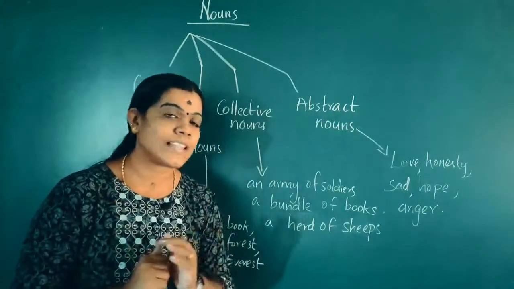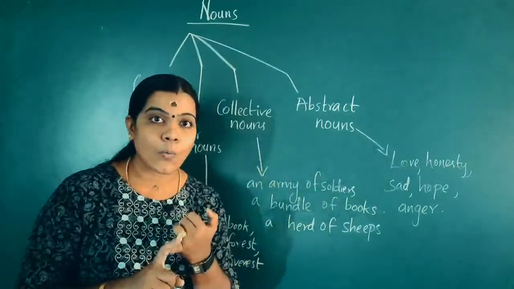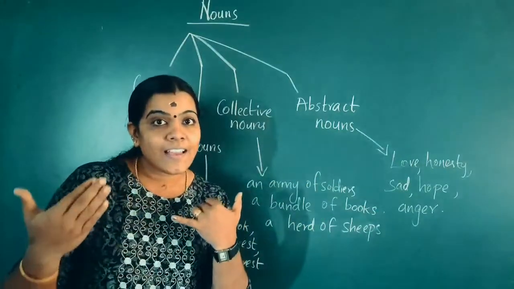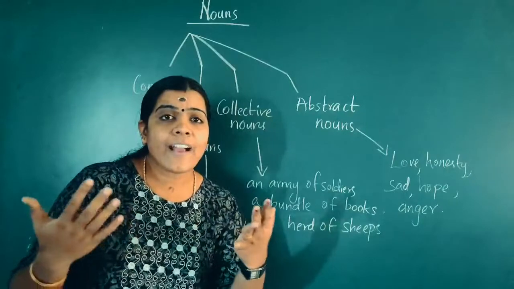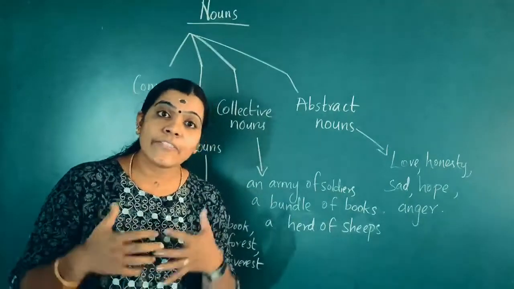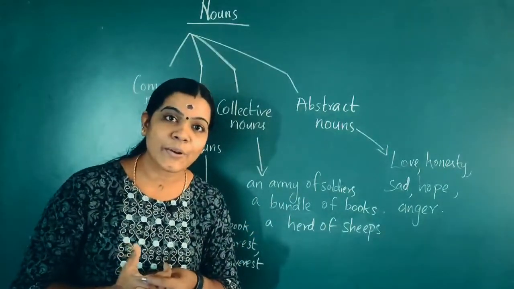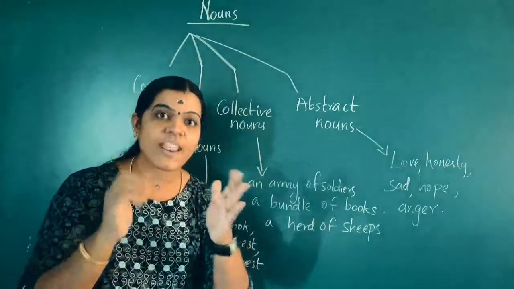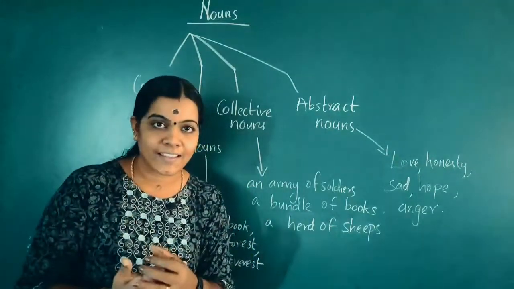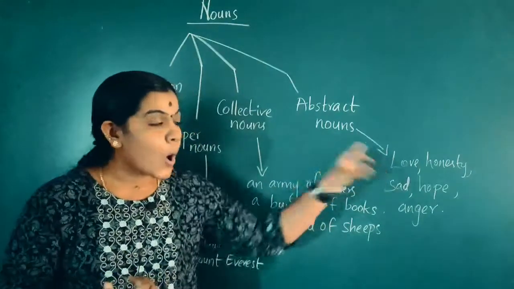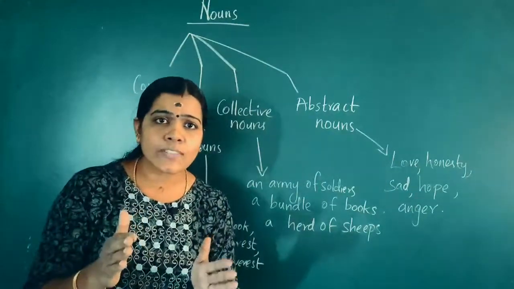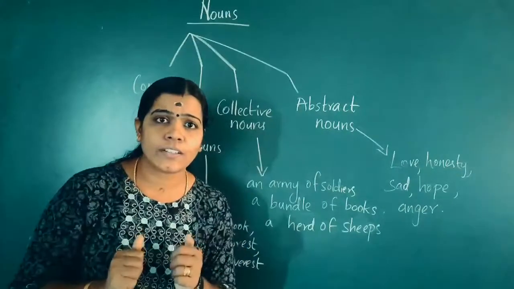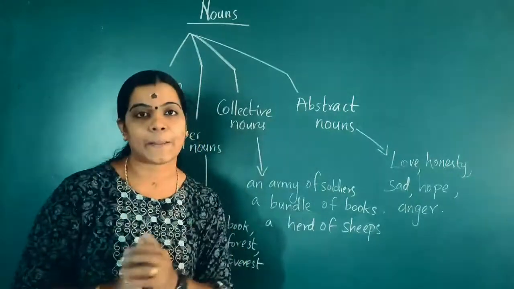Abstract nouns. An example for that is love. If we are close to a person, we will be loving that person, no? Your parents are loving you. That is the abstract noun. That is the feeling. Then honesty. If you are honest to somebody, you are truthful. So that is a feeling.